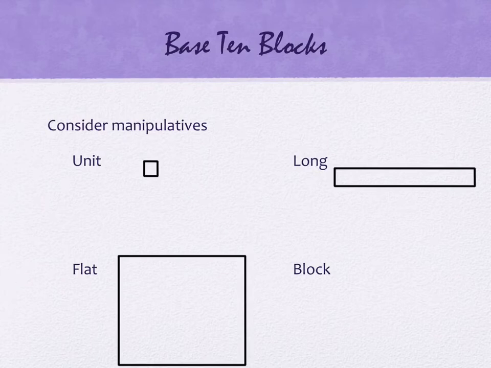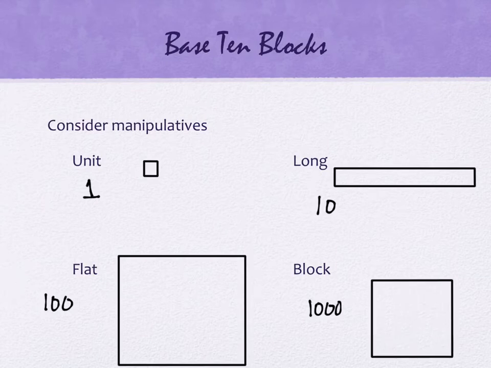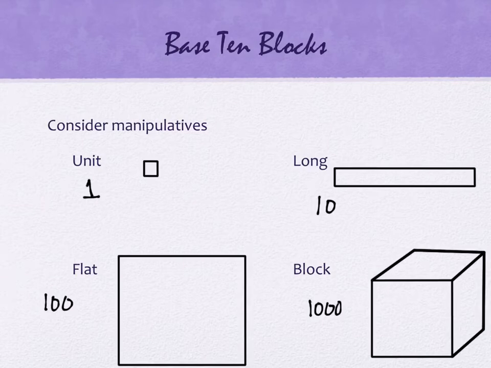So if you're taking a look here, a unit has the value of 1, a long has the value of 10, a flat has the value of 100. What's a block have? 1,000. I'll draw it in. So it's not going to have quite the same size, but it'll be okay. So it needs to look three-dimensional-ish. It's not too bad. That's my block.